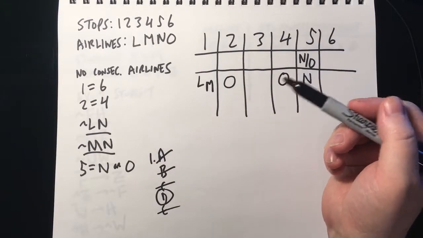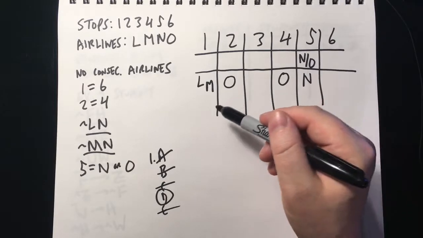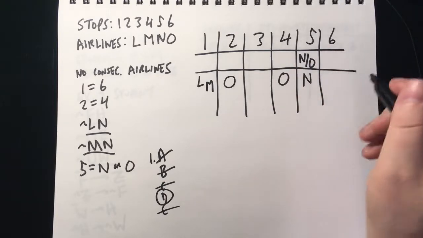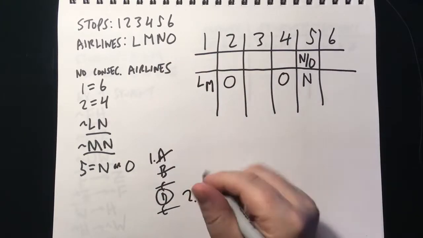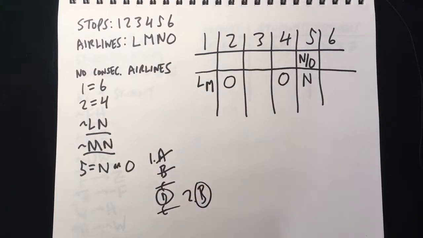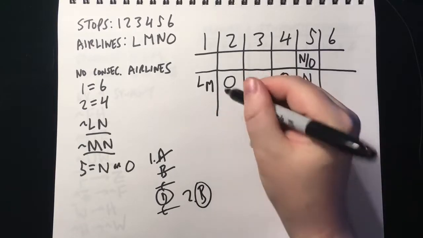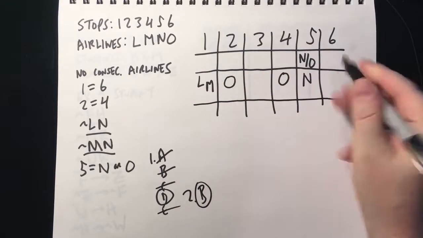We take a look at the answer choices. Do any of these have an L or an M followed by an O? Answer choice B does, and it turns out that question number 2 is B. Nice. On we go to question number 3. Drop our line down.